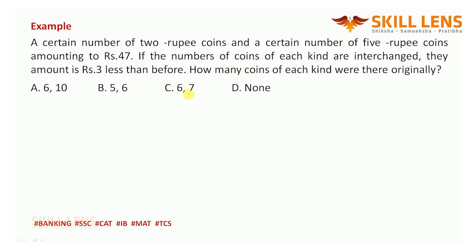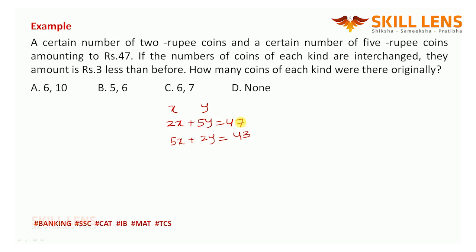Okay, guys, you can do it like this: 2 rupee coins are x and 5 rupee coins are y. So the value is going to be 2x plus 5y, which equals 47. Coins were interchanged. So when coins were interchanged, your equation will become 5x plus 2y, which equals 43. Again, you need to solve these equations so that you can get your answer.